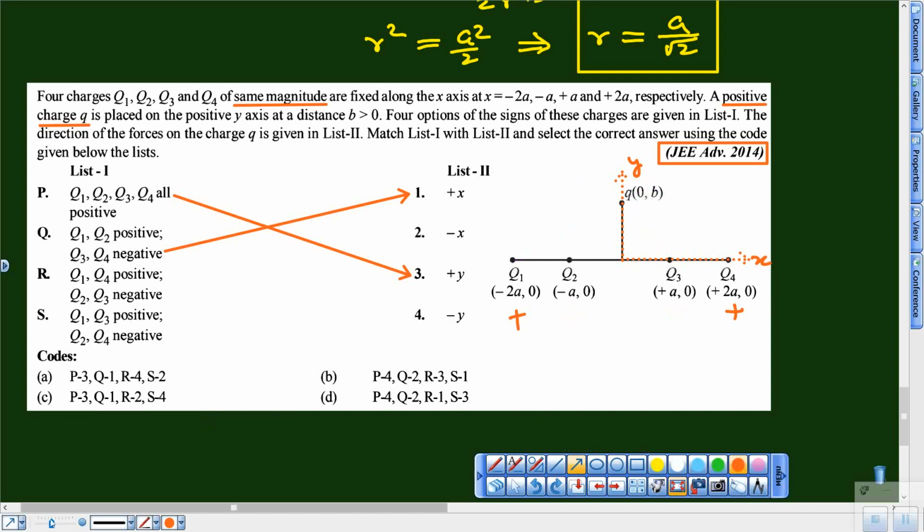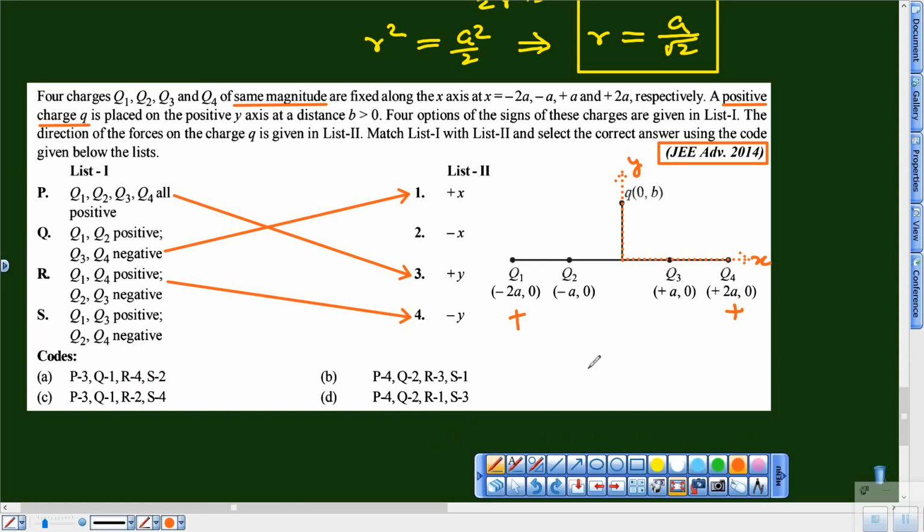The conclusion was that R is matching with 4. Now really we don't need to check the fourth S part, because only the A option has these three options, that is P3, Q1, R4. So even then, for the sake of completeness, let me discuss the fourth part as well.